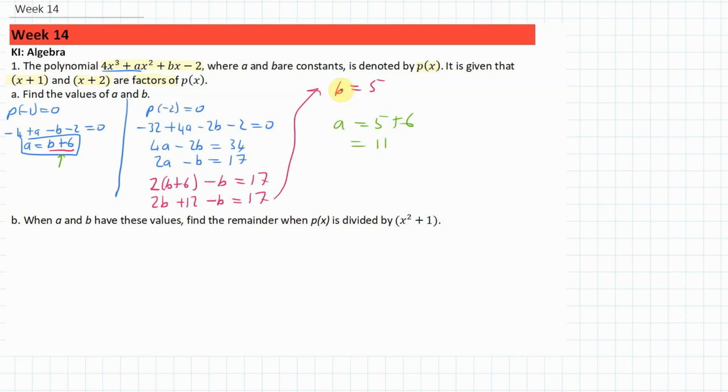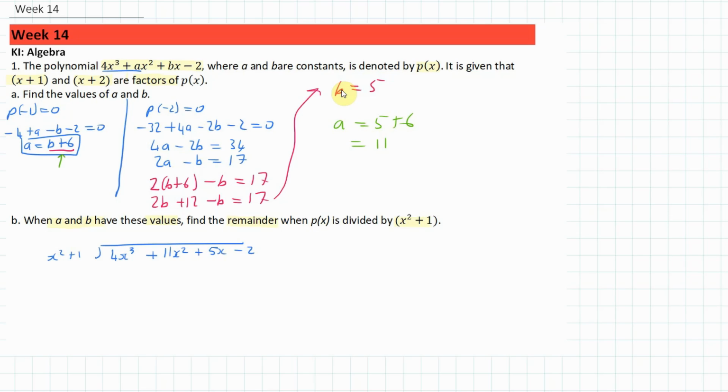Now when a and b have these values, we want to find the remainder when we divide by this. Okay, so what I'm going to do for this is I'm just going to set up my whoops, let's not use the highlighter every time. We're going to divide. Maybe I'll just pop it down a bit further. Our function, which we know to be 4x cubed, plus, now what did we say a was? 11. 11x squared. B was 5, I think. Minus 2.